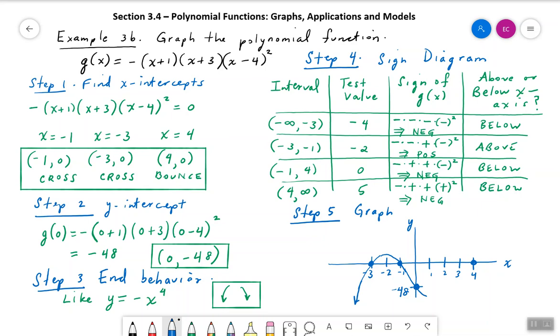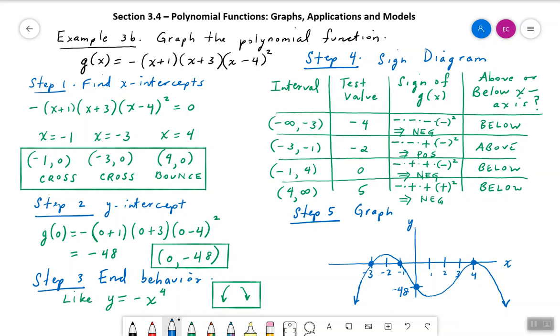And I have to be careful here because this one is a bounce. It's not a cross. And so I need to draw the bouncing behavior. So we have the bouncing behavior. And our graph is finished and it's correct. And we didn't need the sign diagram.